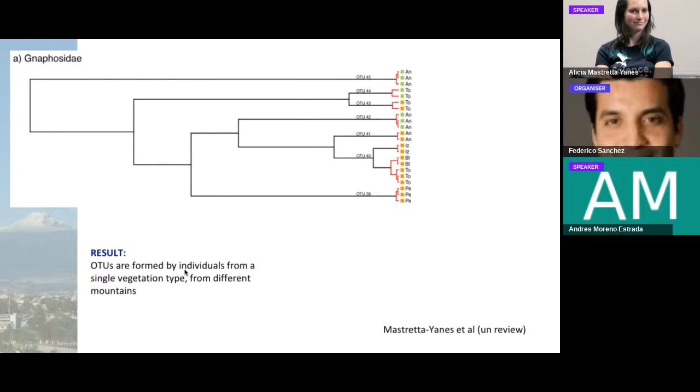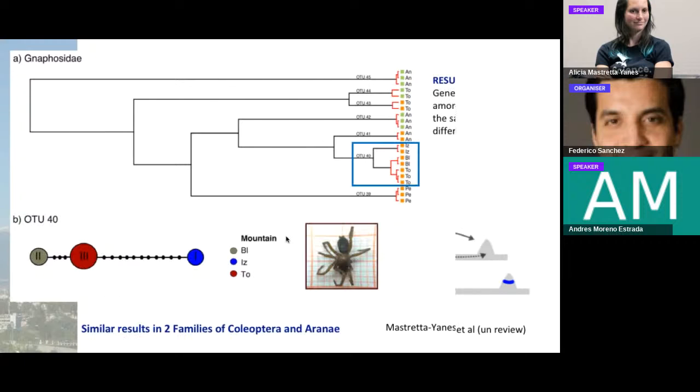Then we also found that OTUs are formed by individuals from a single vegetation type. For instance, all these are in orange, but from different mountains, like here in Cerro San Andrés, Iztaccíhuatl, Toluca, Perote, among others. And again, this is congruent with the hypothesis of allopatric differentiation.